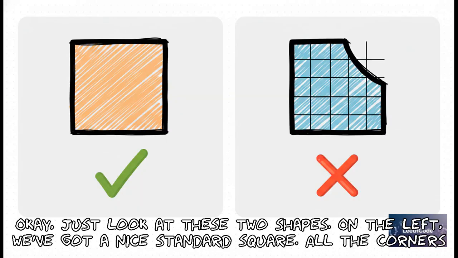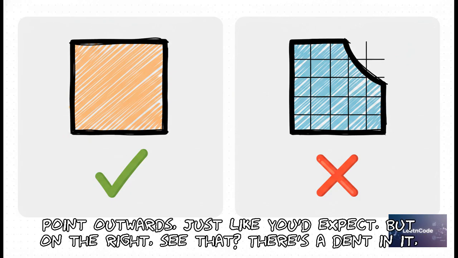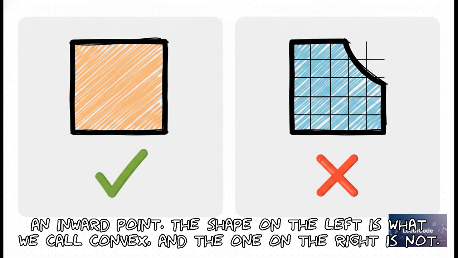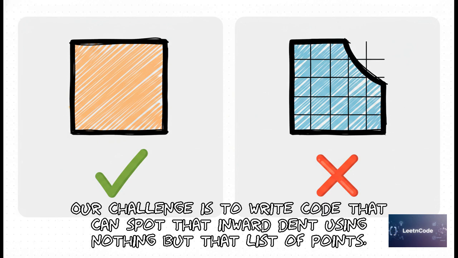Okay, just look at these two shapes. On the left, we've got a nice standard square. All the corners point outwards, just like you'd expect. But on the right, see that? There's a dent in it, an inward point. The shape on the left is what we call convex, and the one on the right is not. Our challenge is to write code that can spot that inward dent using nothing but that list of points.